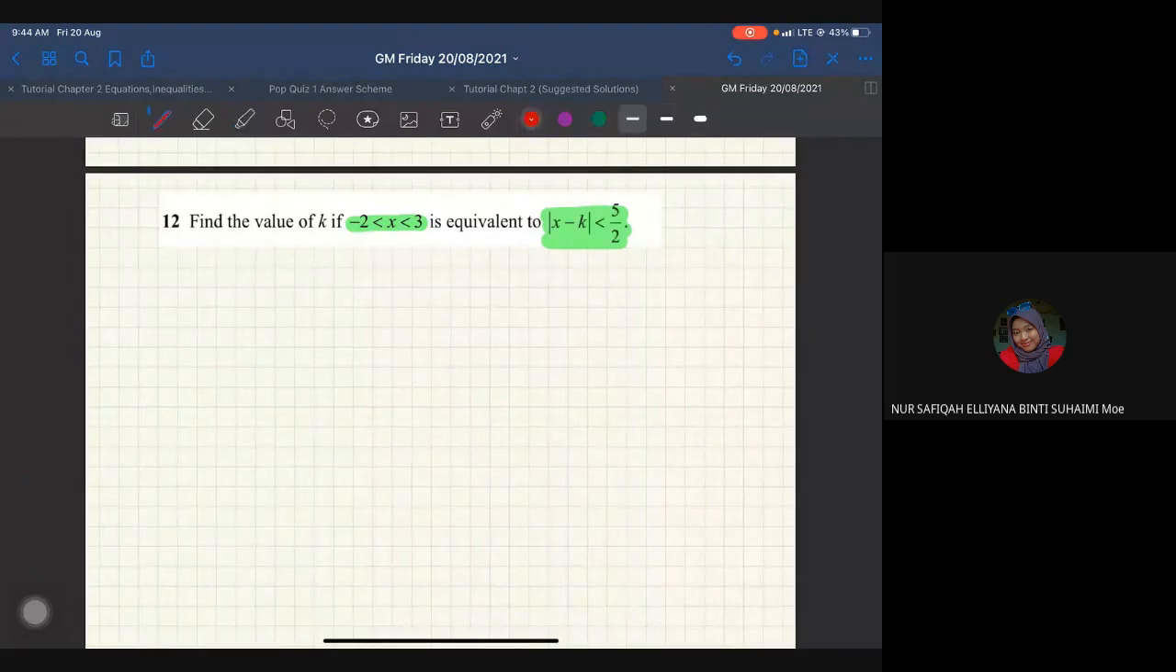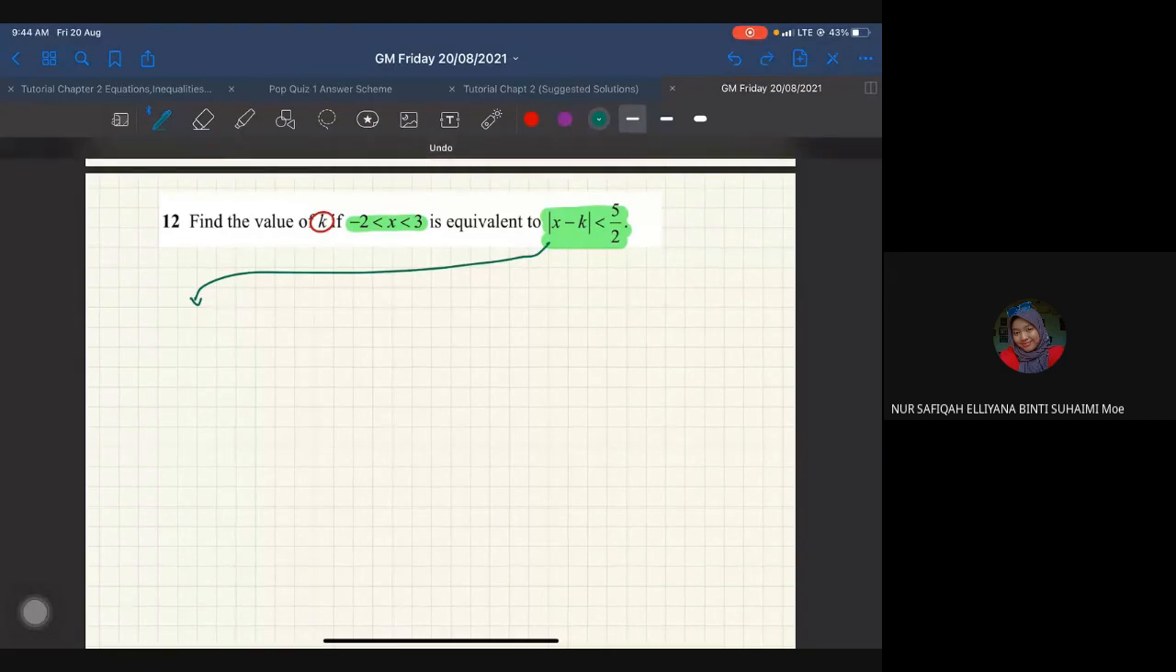Okay, so sekarang saya buat yang ni. Yang belah kanan ni, saya akan buka dia punya modulus. So, satu akan jadi x minus k is less than 5/2. Okay, and then another one is x minus k greater than negative 5/2. Macam tu. Okay, and then I just want x on the left hand side to be our subject.